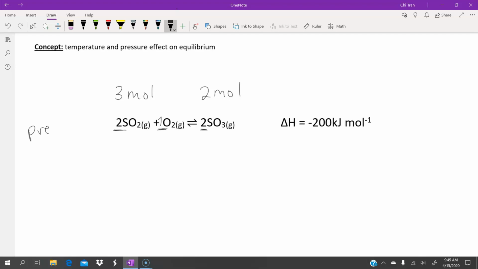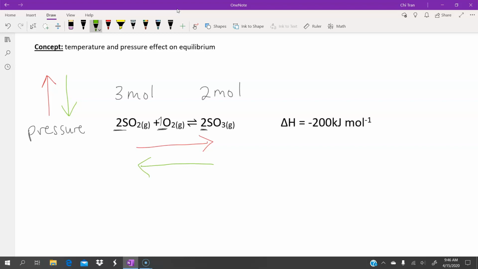So here we have pressure. So if we were to increase pressure, it will favor the products with less mole of gas, so it will shift to the right. And if we were to decrease pressure, it will be the opposite. It will shift to the left, where there's more mole.